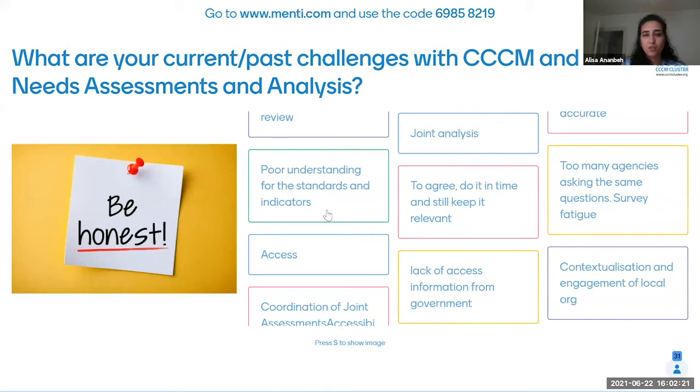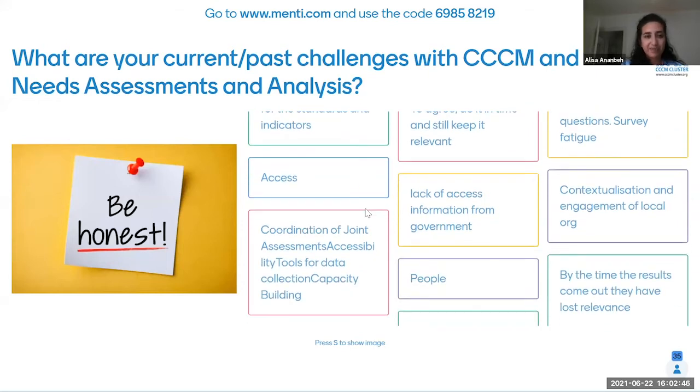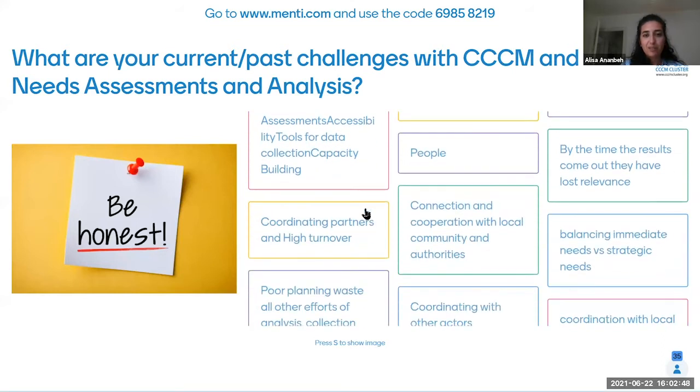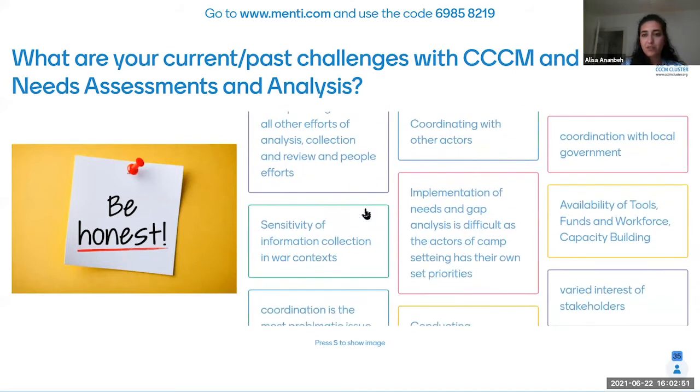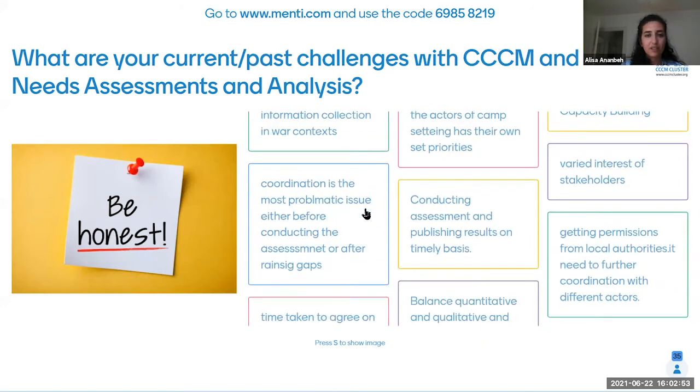We are very much an intersectoral cluster. We usually have indicators from other clusters that we use in our assessments. And it's always a thin line between how we collect the basic information to understand gaps and needs without overstepping on the other sectors, because we're somehow a mini coordination data collection sector. People, availability of tools and funds.